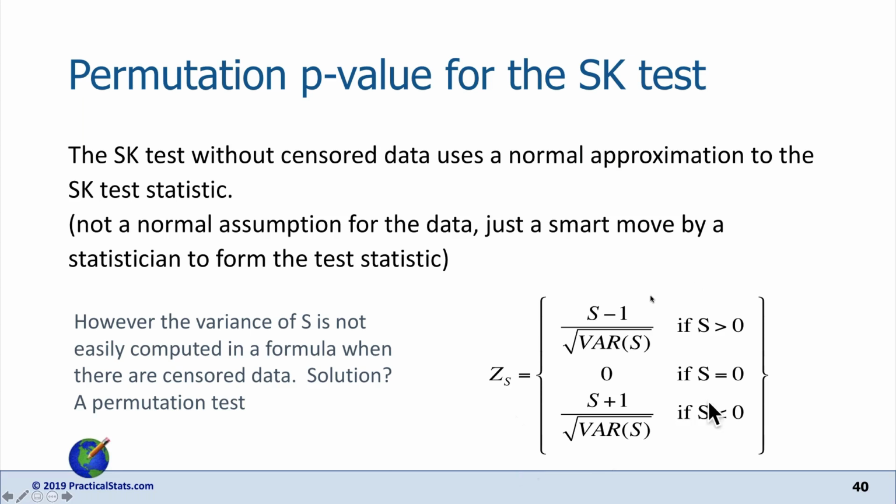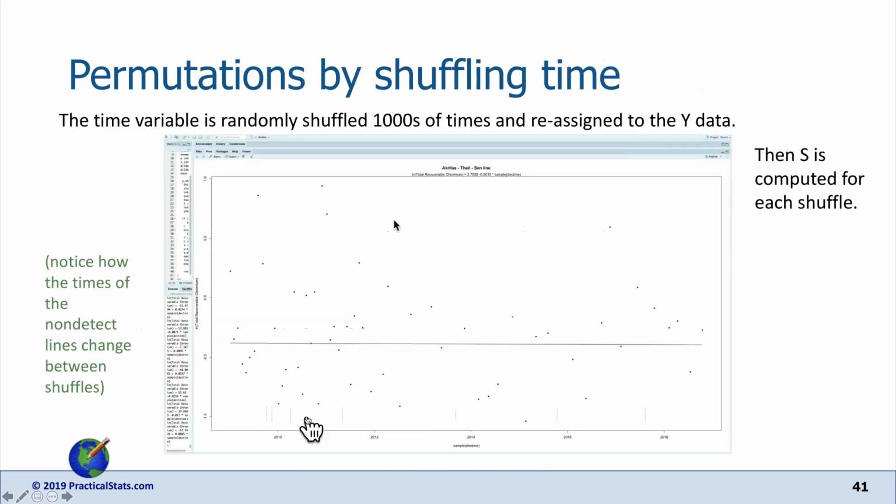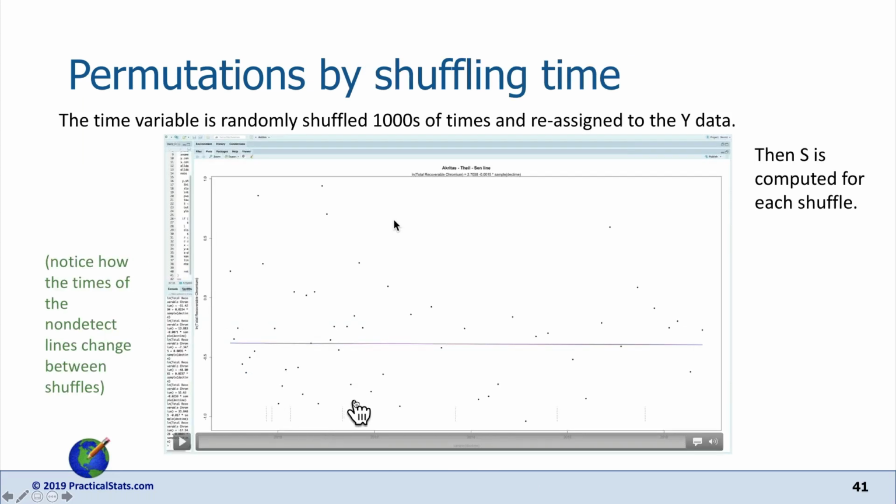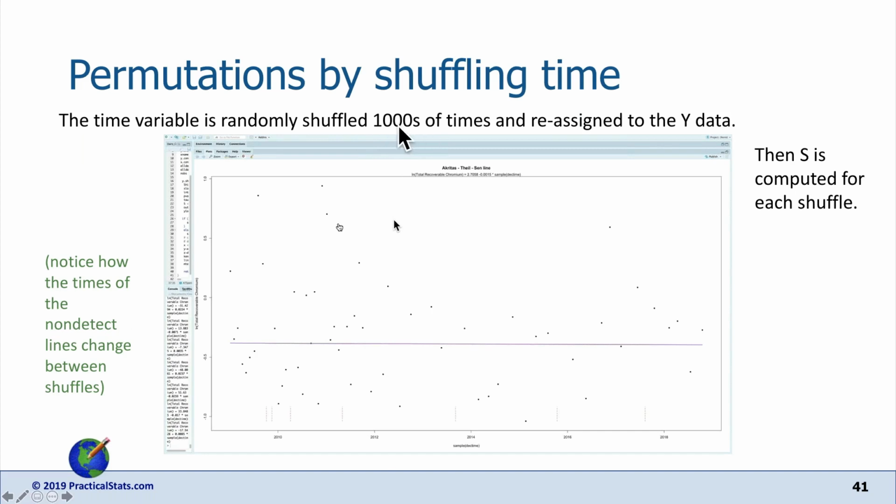So this formula was for the seasonal Kendall test without censoring. Now I'm going to just do it as a permutation test. So here's an illustration of what's going to happen. We're going to do thousands of times, I'm only going to do 20 of them, where you rearrange the X variable.